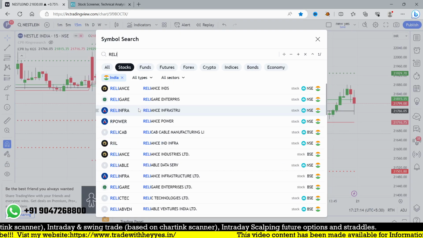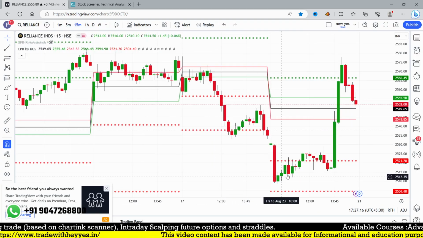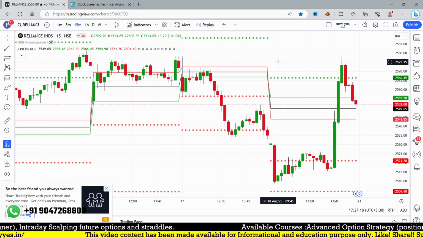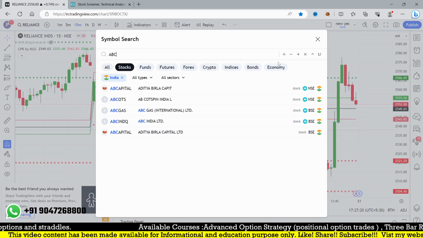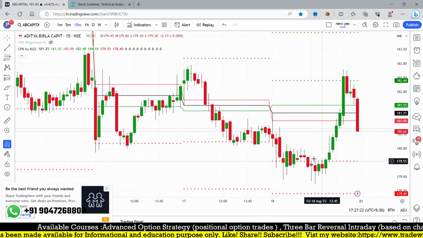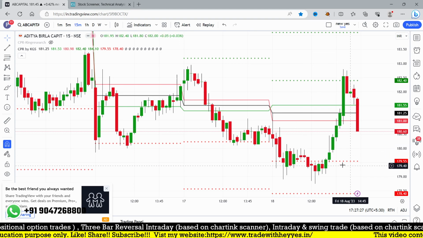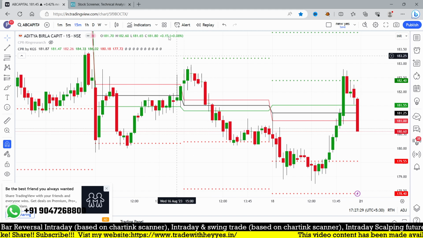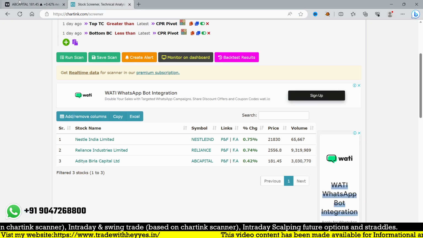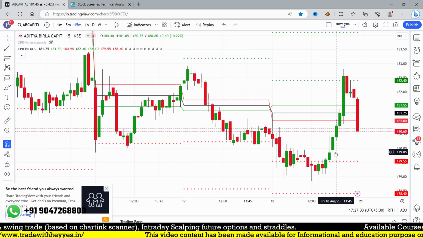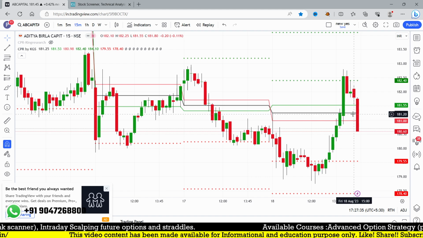So Reliance, what's happening in Reliance? This is also the huge rejection on S1 level. And finally, AB Capital. What's happening? This is also taken a huge support. Initially, it was not broken, and maybe this time, and this time we got it. So, how did we find out such a big reversal from that S1 level to the pivot level? That is as my target.